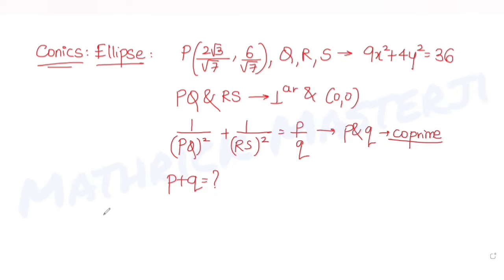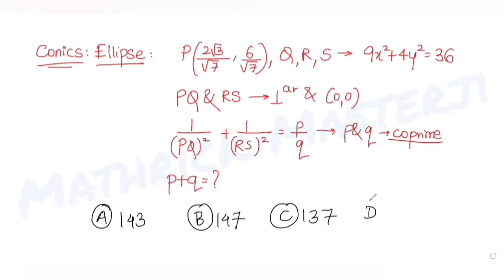If I talk about the answer choices that we have been given here, the first is 143, the second is 147, the third is 137 and the fourth answer choice is 157. So we need to figure out which one of the answer choices is the correct answer for the question given to us here. So let's try to solve this question further.